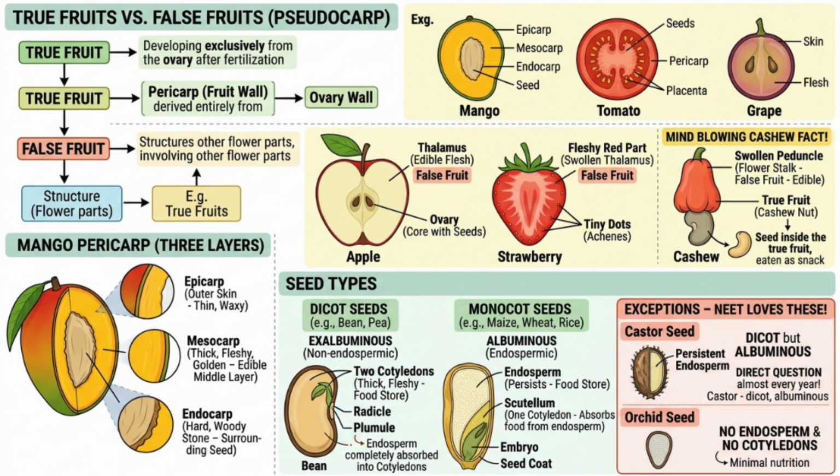Apple, what you eat, that juicy, sweet, crunchy flesh, is the thalamus. The ovary is the core with seeds, so apple is a false fruit. Strawberry, same story. The fleshy red part is the thalamus.